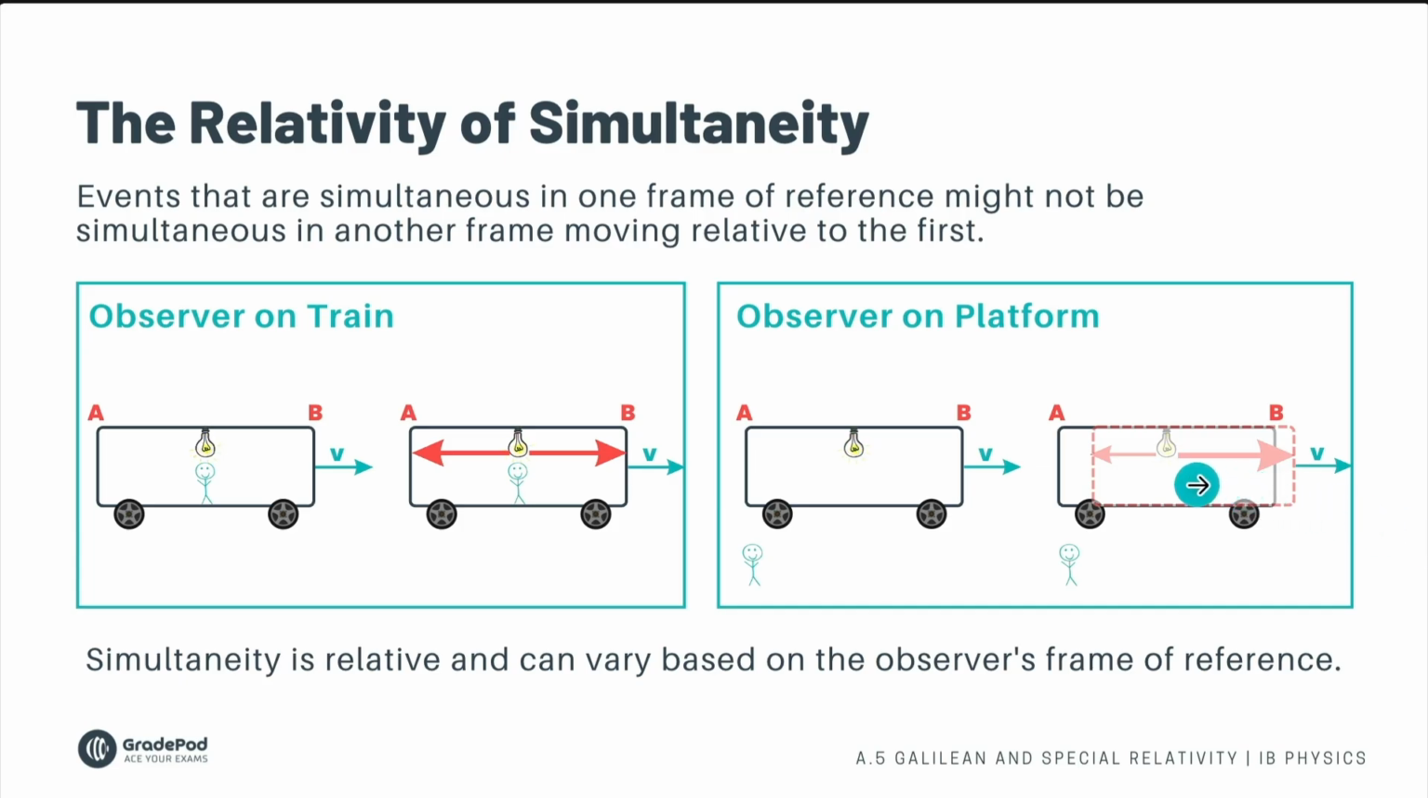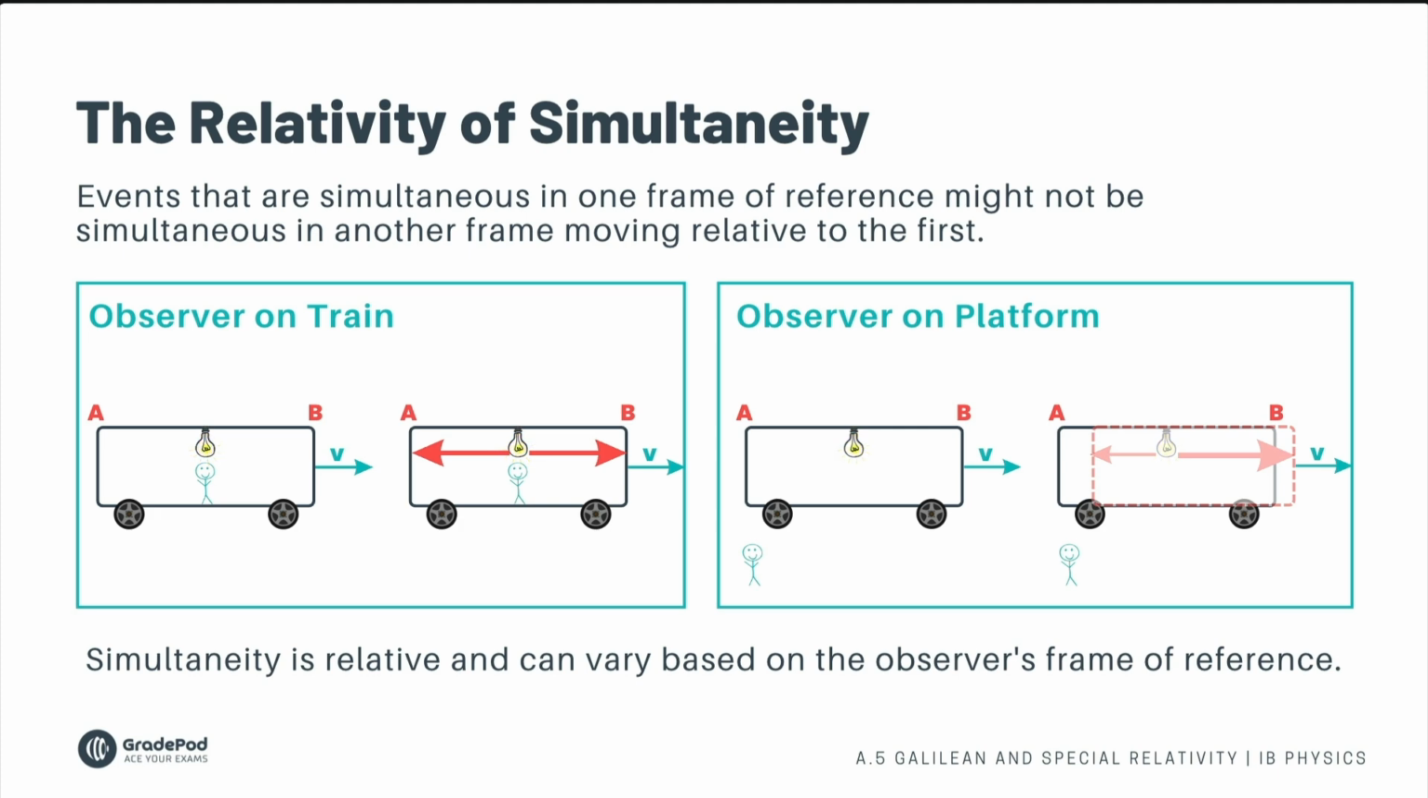Given that the speed of light is constant, that means that the light going backwards will reach the end of the train first, and the light that's going forwards will take longer to reach the front of the train. So event A will happen before event B. Events A and B are not simultaneous.